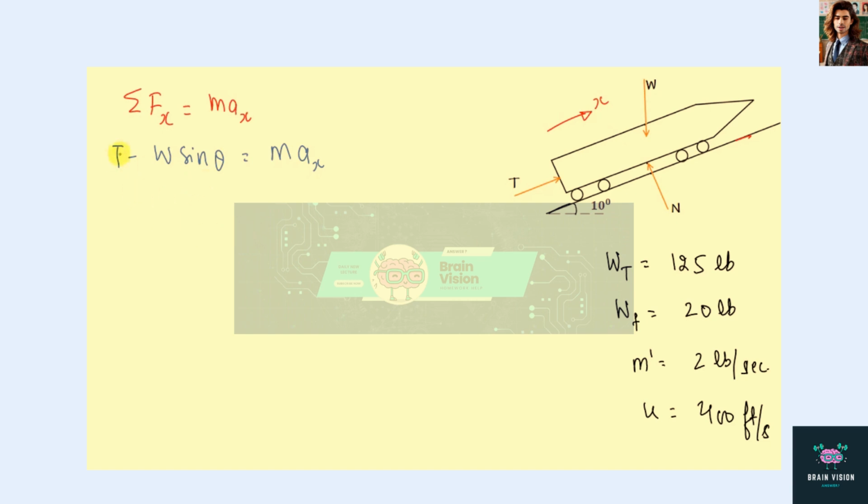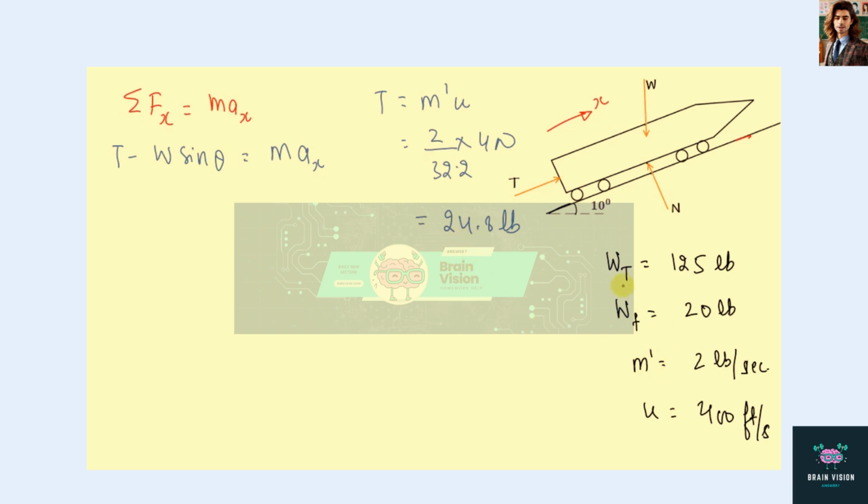From here we have to calculate the thrust force first. So thrust force is basically m dot u, and m dot we have 2 pound per second. Let me convert the unit: 2 divided by 32.2, times 400. So we get this value to be 24.8 pound. So the thrust force is 24.8 pound.